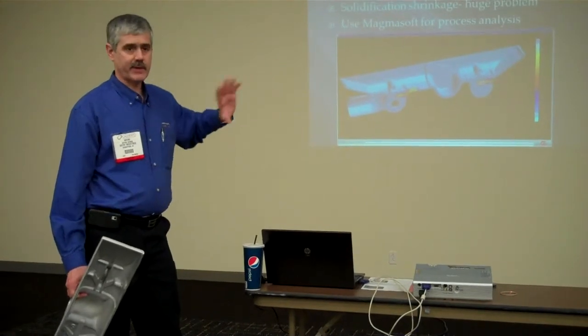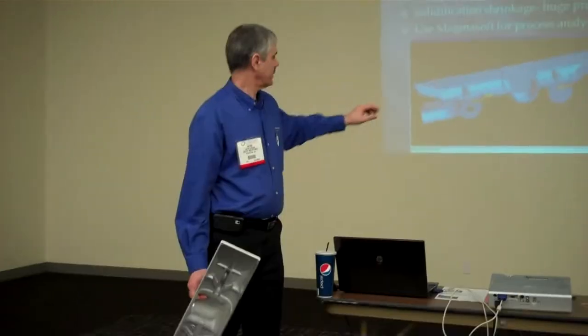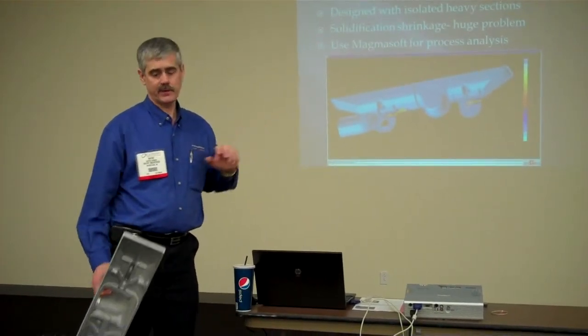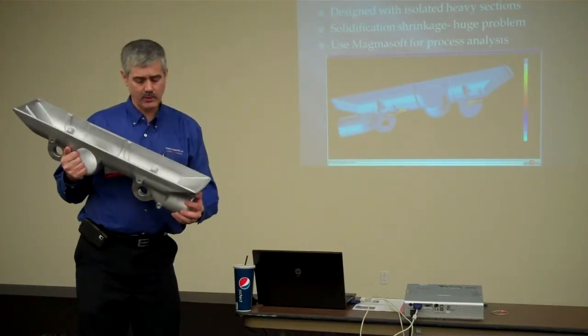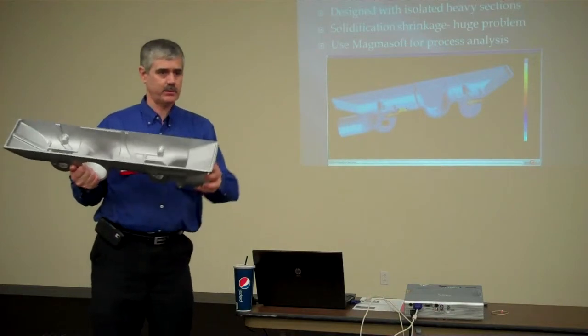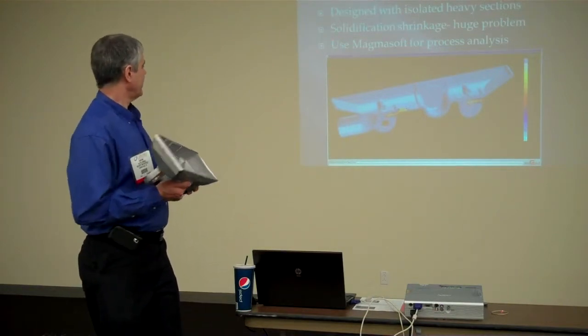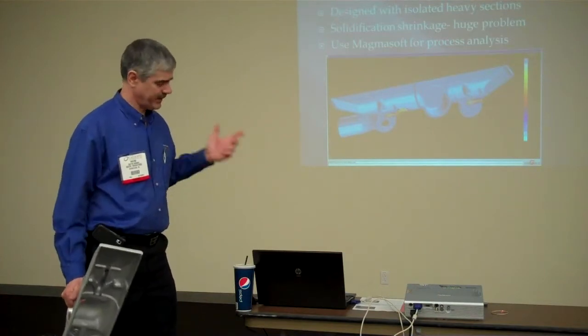Into what's gray is solidified metal, and it's solid and clean. So if we're up in the yellow and the white range, that's a lot of solidification shrinkage. This part has to be pressure tight. It holds liquid on a caterpillar, antifreeze, so it can't be leaking. So looking at that, we said that's a problem, so then how do we fix it?